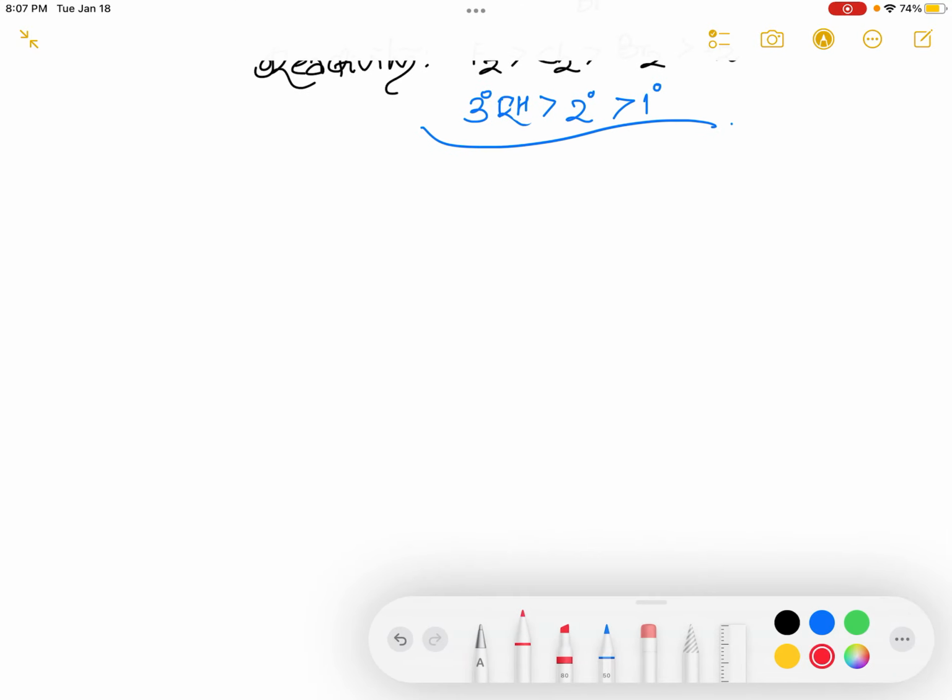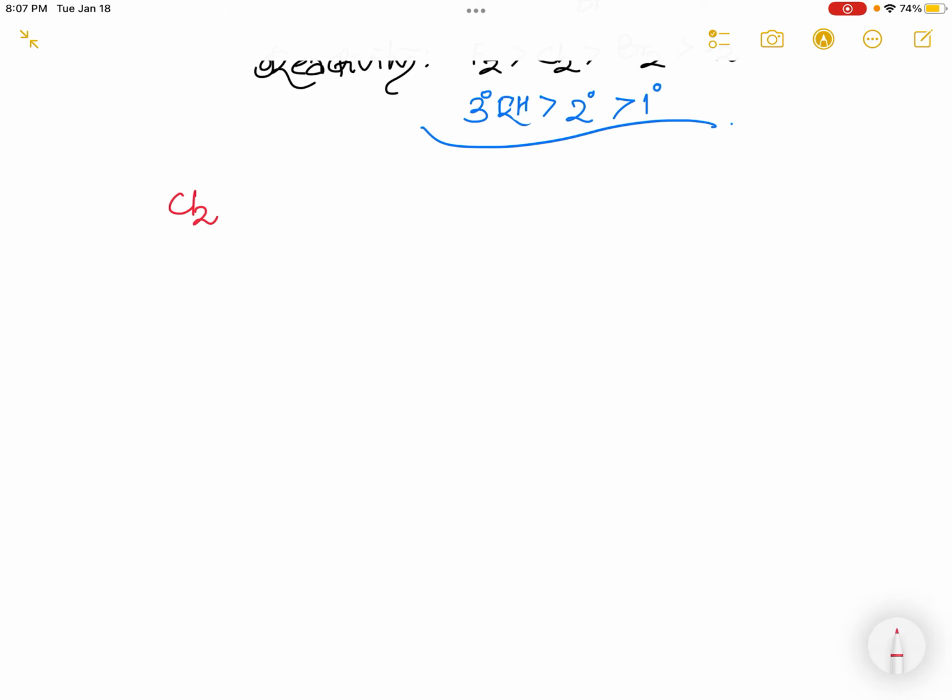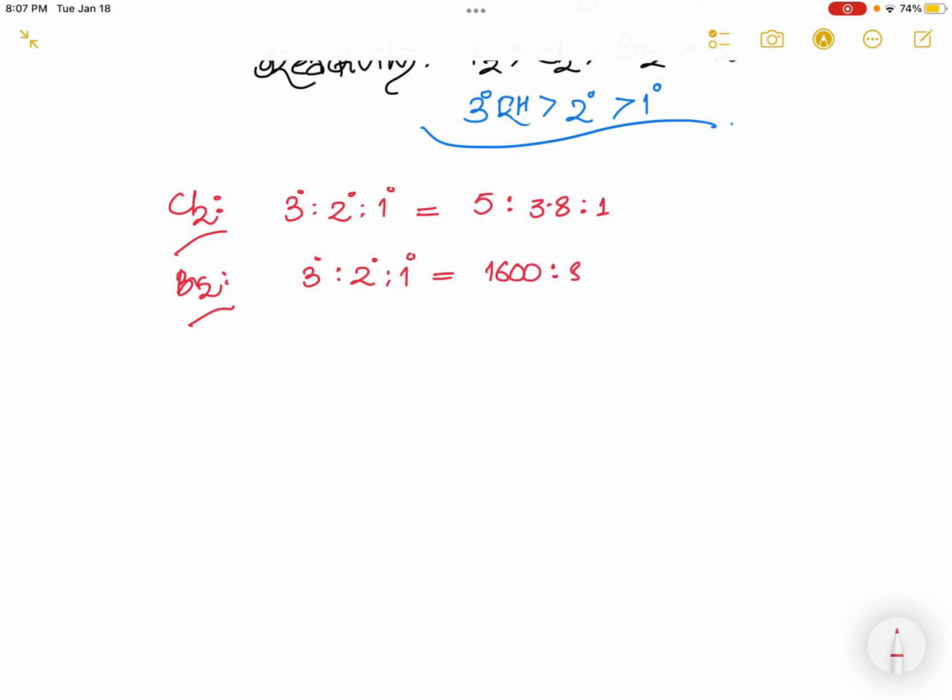For your entrance examination, chlorination purpose, tertiary, secondary and primary chances will be 5:3.8:1. I will explain you one question also here, don't worry. Bromination purpose, tertiary to secondary to primary is equal to 1600:82:1. You can imagine tertiary, if it is there, clean sweep.